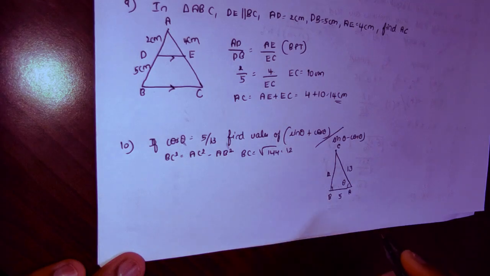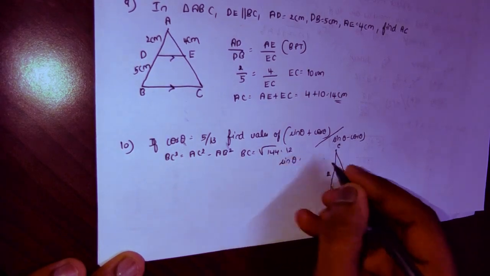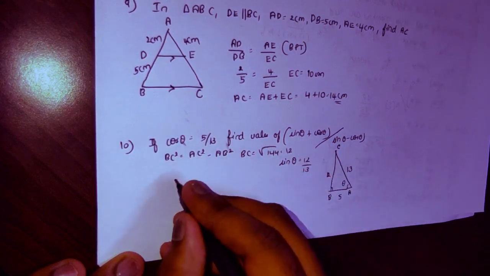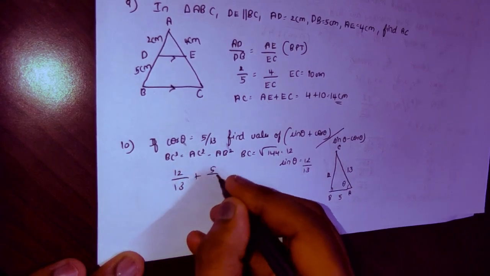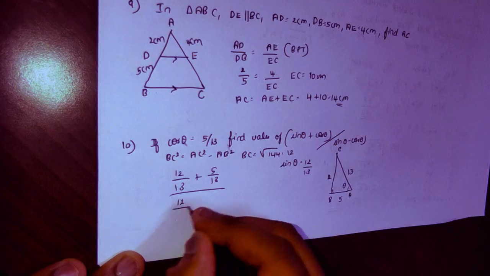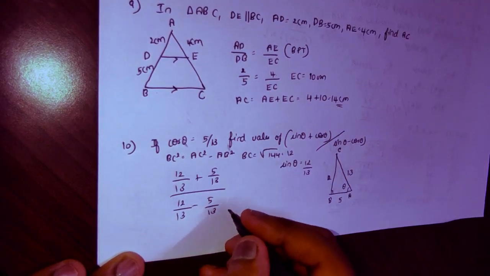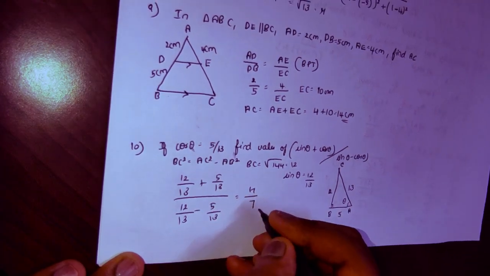We got the value 12 as the opposite side. Now you have to find sin theta plus cos theta divided by sin theta minus cos theta. We will get sin theta value, that is opposite by hypotenuse, 12 by 13. So we will substitute that: 12 by 13 plus 5 by 13 divided by 12 by 13 minus 5 by 13. When you solve this, you will get the answer, that is 17 by 7.